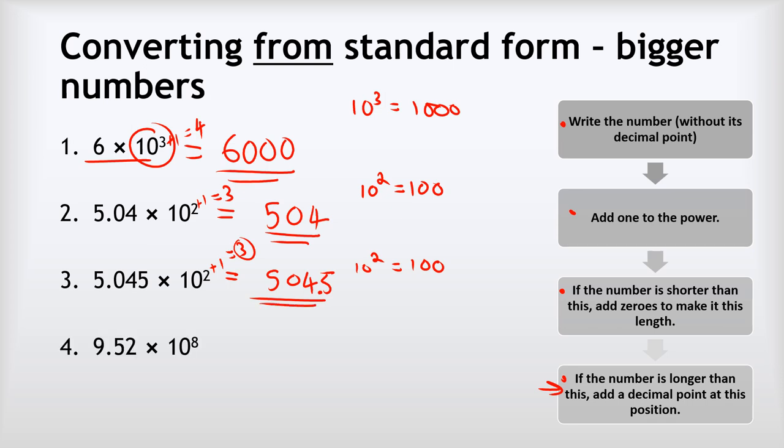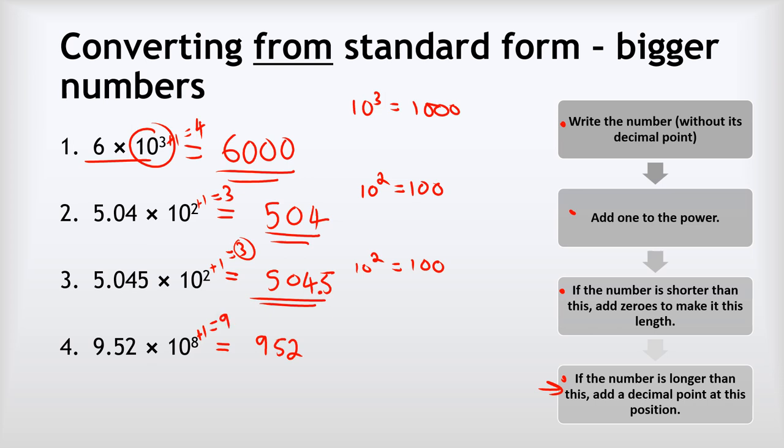What about our last example, 9.52 times 10 to the power of 8? We've got a much bigger power this time, but that doesn't matter. It's not going to affect the way we approach our problem. It works with the exact same method. So we're going to start off by writing out our number without its decimal point, so 952. Then we think about how long the number needs to be by adding 1 to the power to give us 9. So this should be 9 digits long.